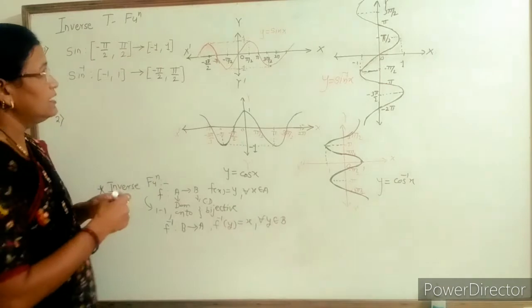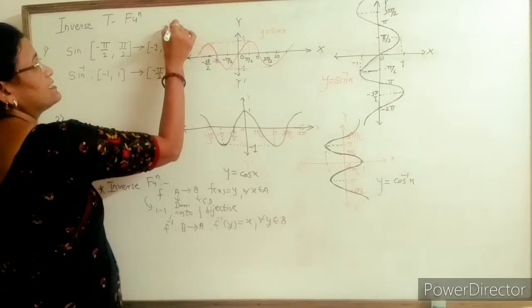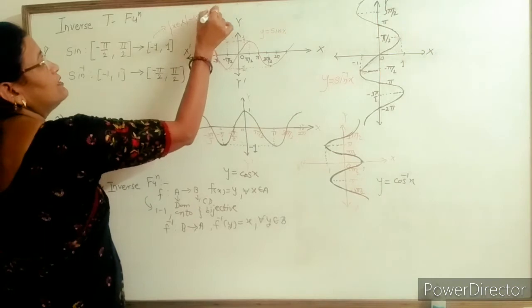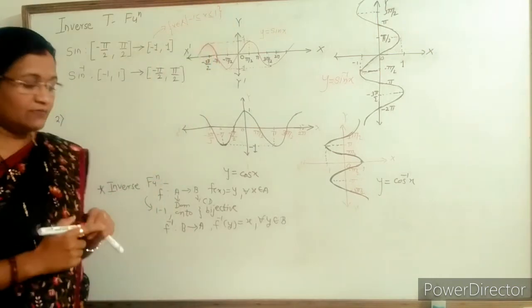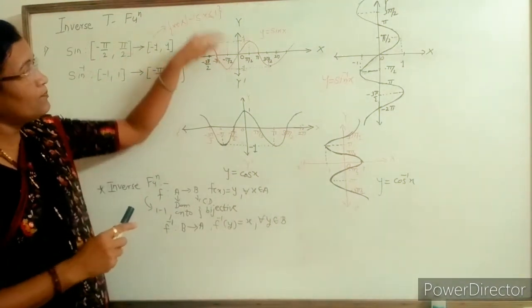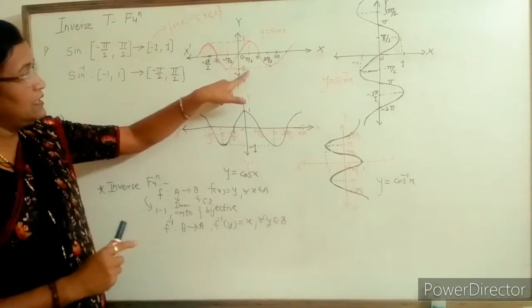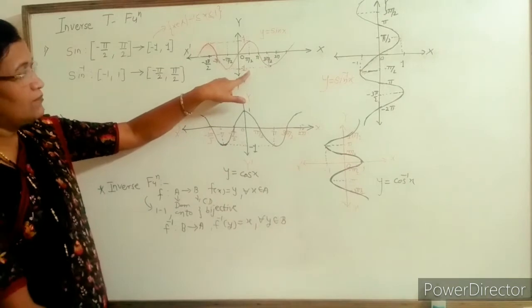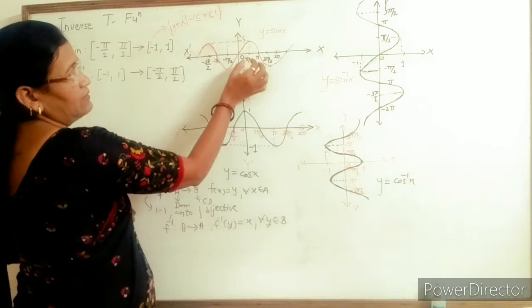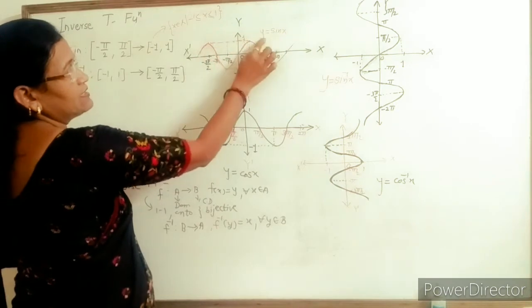The interval -1 to 1 is defined as the set of all x belonging to R such that x lies between -1 and +1, including -1 and +1. Along the y-axis we take the greatest value as +1, and along the negative y-axis we take the least value, that is -1. Now as you know, for the angle π/2, sine π/2 is equal to 1. So along the y-axis we get the value 1.